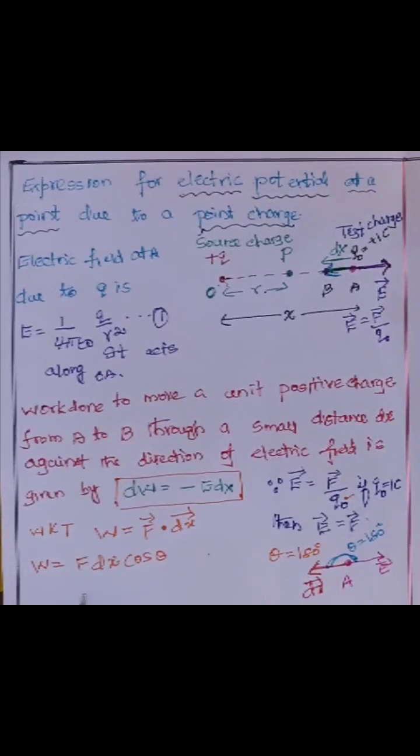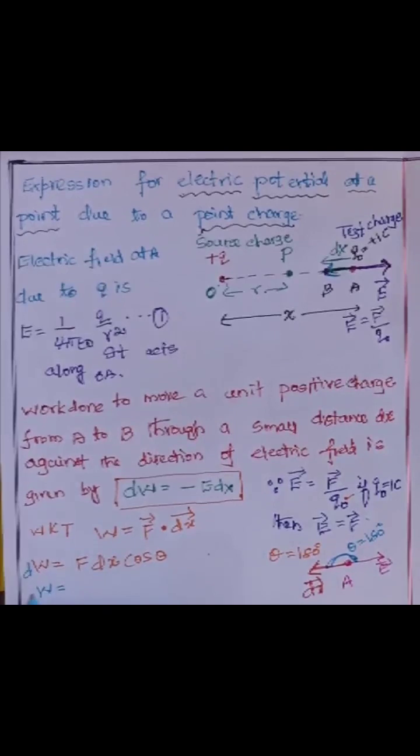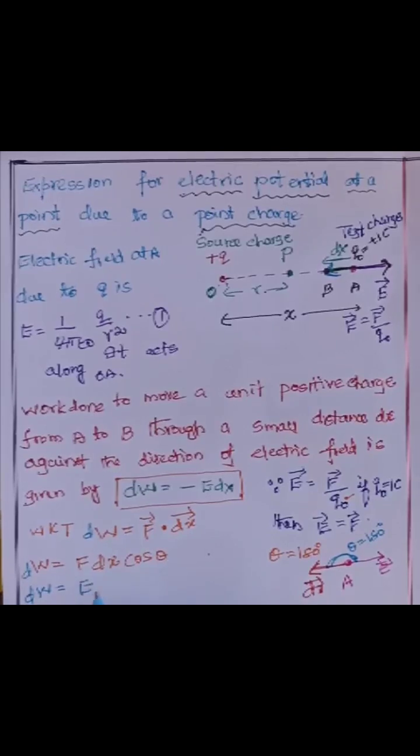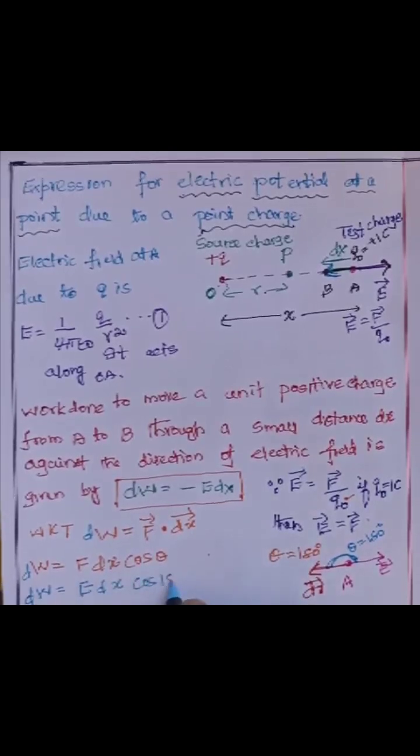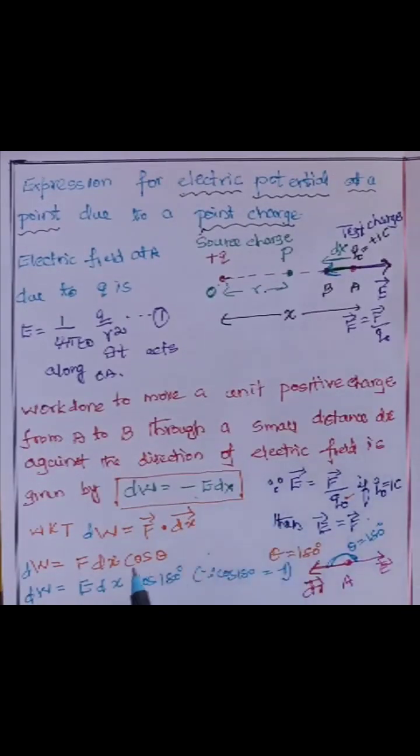Now substitute the value of F and value of theta. We are getting dW is equal to vector F dot vector dx. dW is equal to E dx cos 180 degree. Now you know that cos 180 is equal to minus 1, then we are getting dW is equal to minus E dx. So the negative sign indicates that force and displacement, or field and displacement, are opposite to each other.